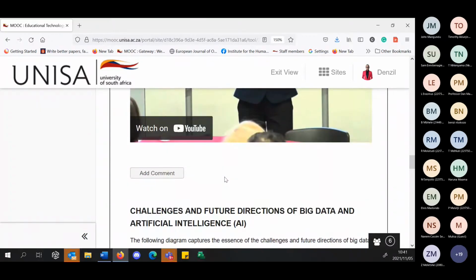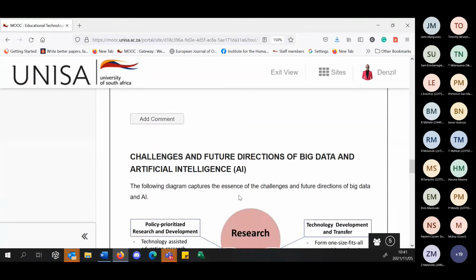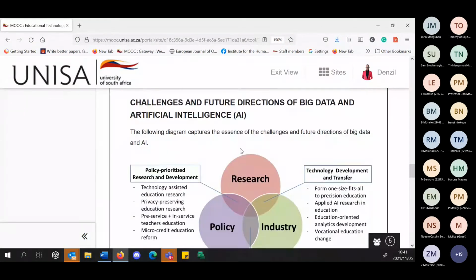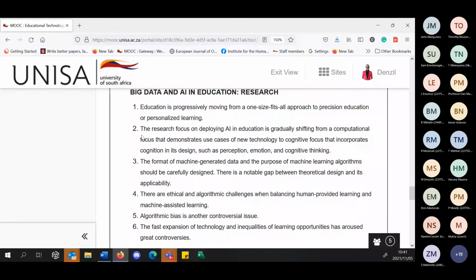And then the latter part of this here talks about now the challenges and future directions of big data and artificial intelligence. And here it's the idea of policy, industry, and research, right? And this is quite a nice diagram that the authors of that article pick up. I thought it actually is a good summation of what we mean by the challenges and future directions of big data and artificial intelligence, AI more specifically. So big data and education research, in the first kind of research, education is progressively moving from a one-size-fits-all approach to precision education or personalized learning. So it's customized, personalized, right?